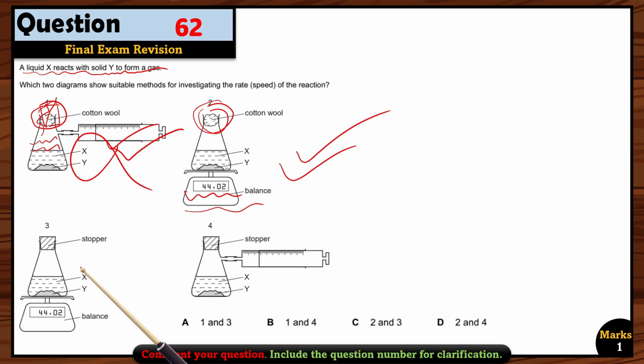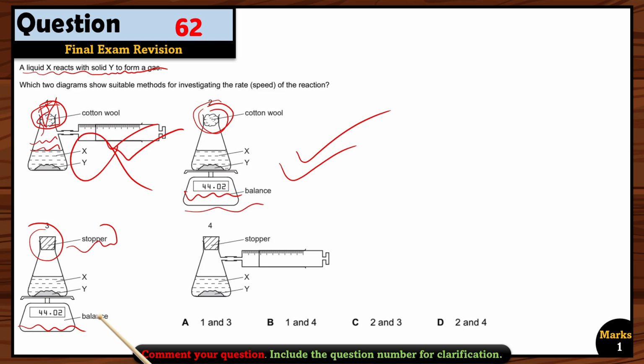See another one. Now these two look the same, but they have used a cork, or you can say a stopper. So now the gas will not move out. So the balance will not show any weight change. You cannot see any change in the weight because the product, the reactants, everything is in this beaker now. So how will you know that the reaction has finished or been completed?